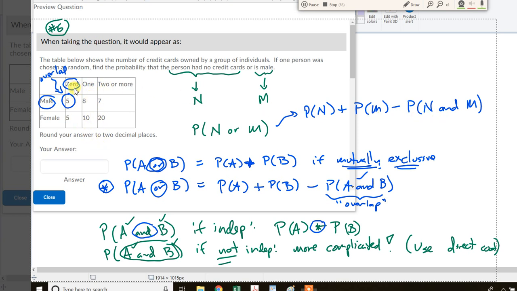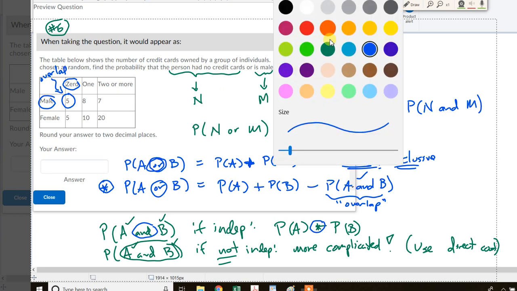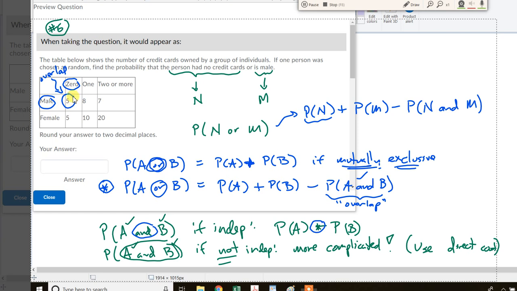For example, the probability of no credit cards is going to be what? How many people have no credit cards? 10 ways for that to happen out of, what's the total? Looks like, let's see, 10 and 20 is 30, 35, 40, 48, 55. Looks like 55, 10 out of 55. Okay? Plus, and I'll let you guys finish this up. You should be able to finish that up pretty easily. Cool.